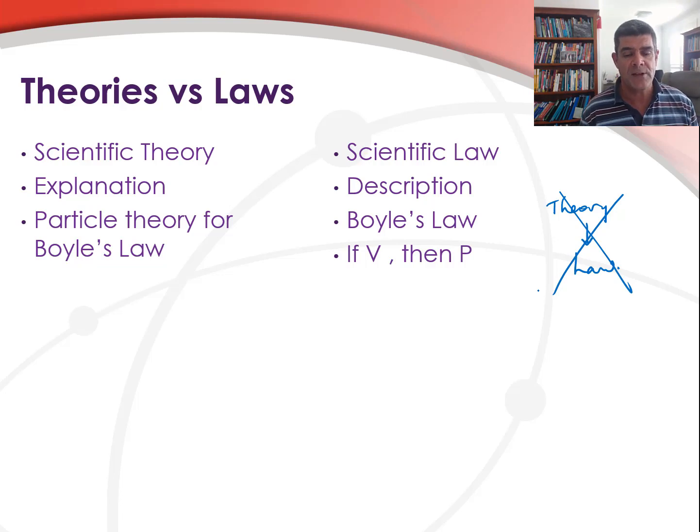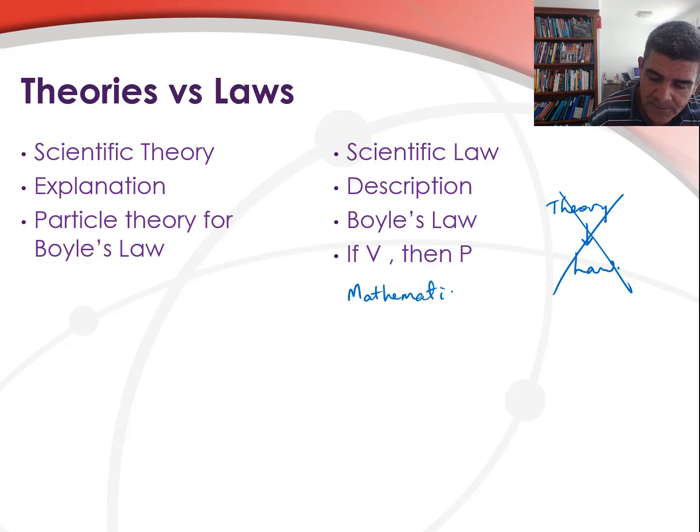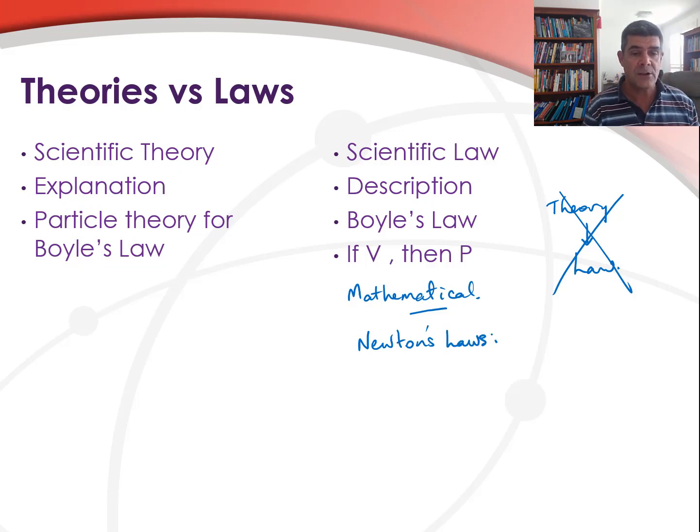The best way to think about the difference between a theory and a law is that a theory is an explanation for something that we see, whereas a law is a description. If you think about a lot of the laws that you may have been exposed to previously, they often have a mathematical relationship. One example of those may be Newton's laws. They help to give us a description of what we might expect to see happening in any situation.